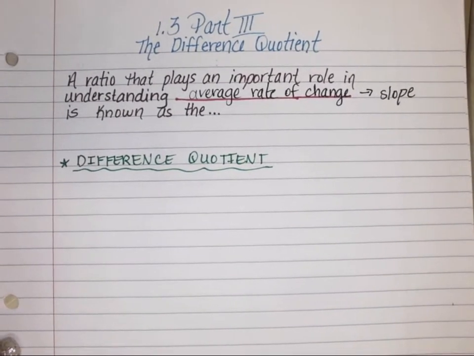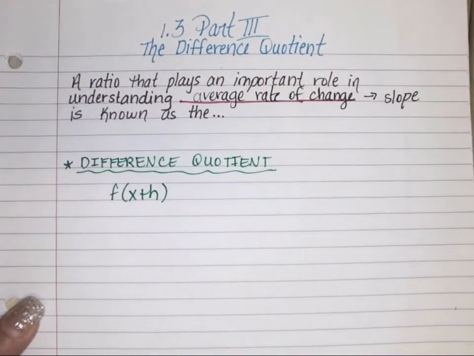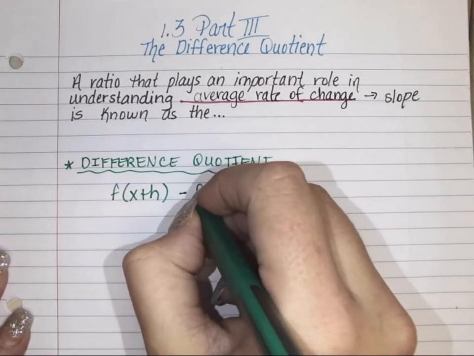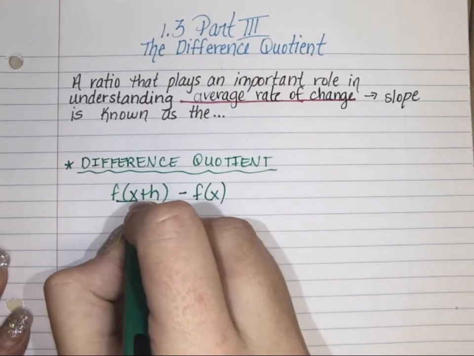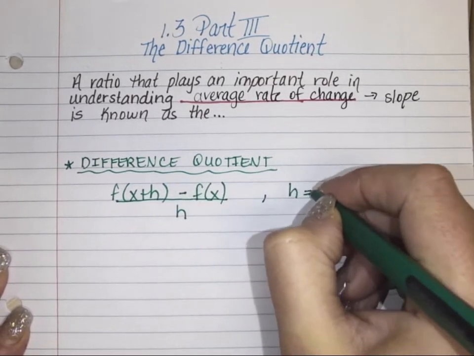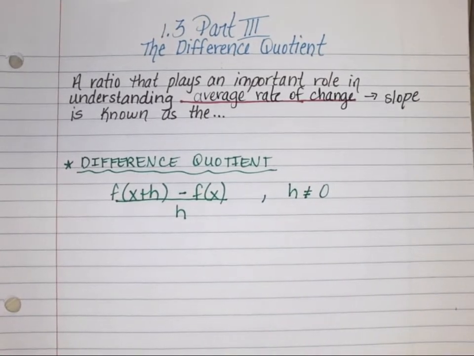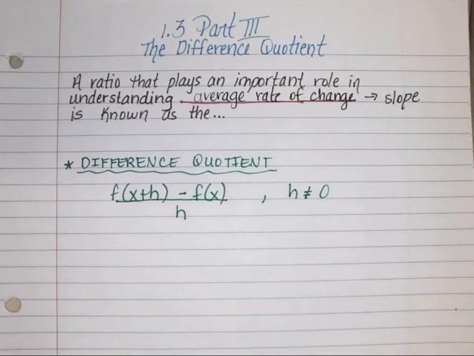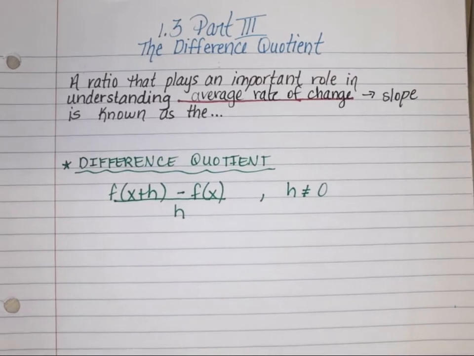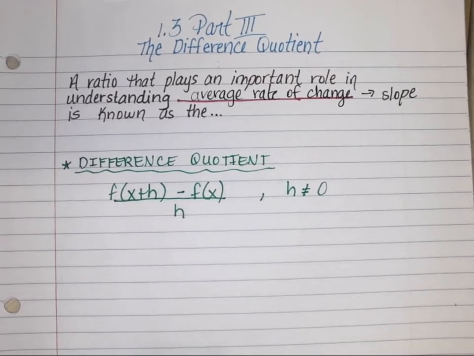All right, the difference quotient is going to look really confusing to you at first. You've got f of x plus h minus f of x, all divided by h, where, of course, h cannot be 0. I told you this is another name for slope, and the reason is, recall that f of x is another name for y. And h, in this case, represents your horizontal displacement.